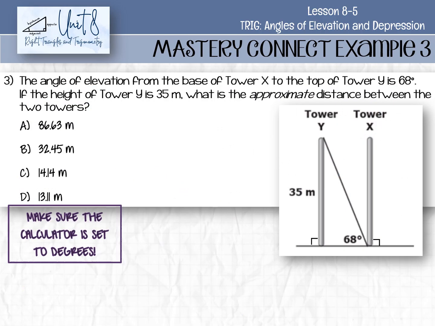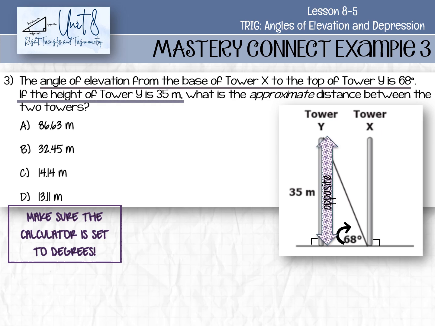Number 3, angle of elevation from the base of tower X to the top of tower Y, 68 degrees, already marked on our picture. If the height of tower Y is 35 meters, that's already marked as well. And with reference to that angle, that is the opposite side in our right triangle. What is the approximate distance between the towers? Okay, so that's what we're looking for. That's the adjacent side. Let's call it X.